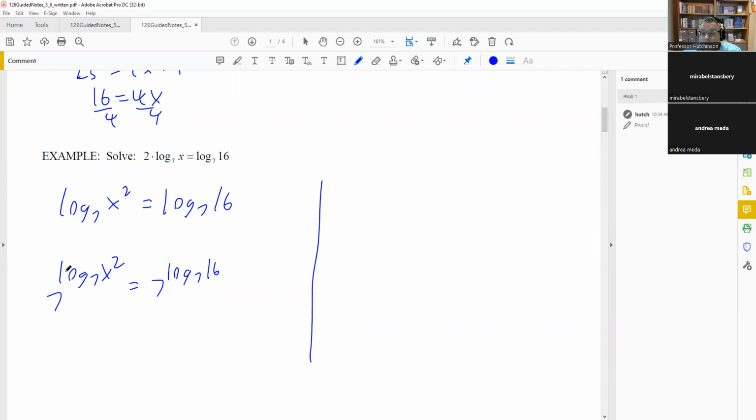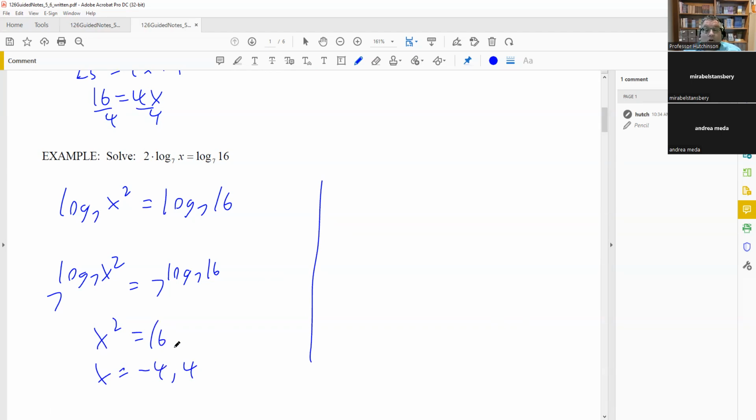I'm turning both of these things into exponents because I can make use of the property we talked about in the previous section. If you have a base raised to the log of that same base, that means we can essentially cancel out that and just make it x squared. And then these 7s cancel out and I get 16. So that's a way that you can cancel logs on both sides, is to do that. Then if you take the square root, we get -4 and 4 as the two answers.